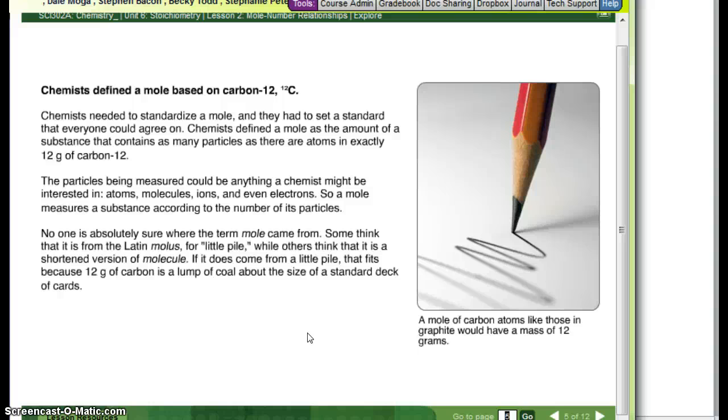The particles being measured could be anything a chemist might be interested in: atoms, molecules, ions, and even electrons. So a mole measures a substance according to the number of its particles. No one is absolutely sure where the term mole came from. Some think that it is from the Latin mollis, for little pile, while others think that it is a shortened version of molecule. If it does come from a little pile, that fits because 12 grams of carbon is a lump of coal, about the size of a standard deck of cards.